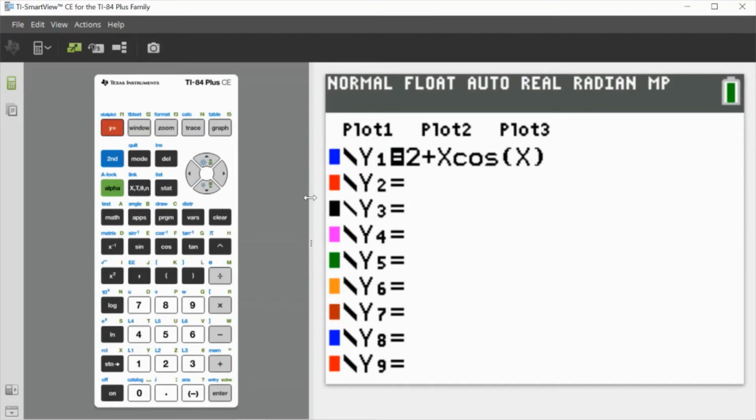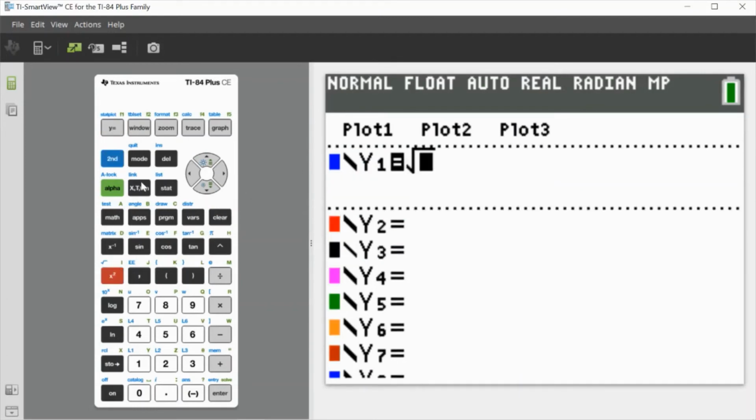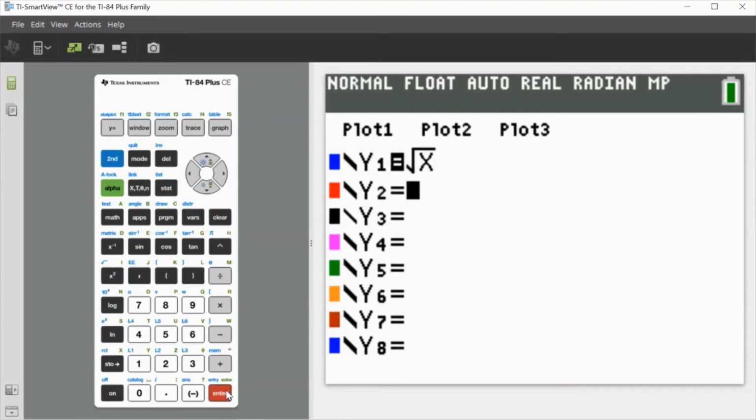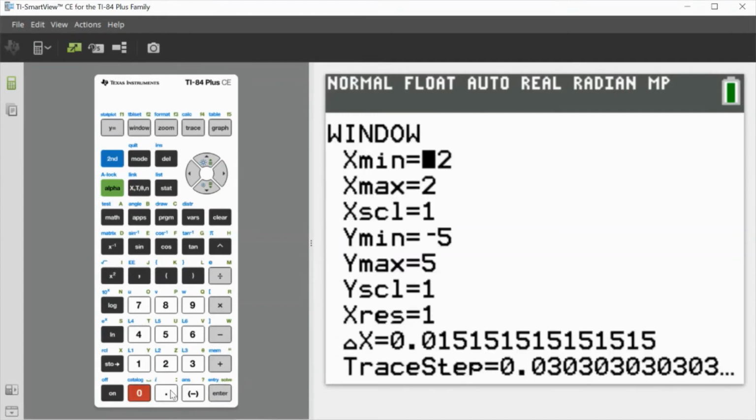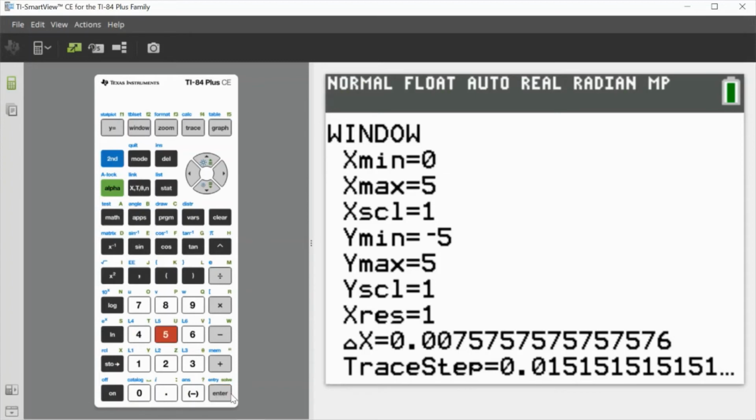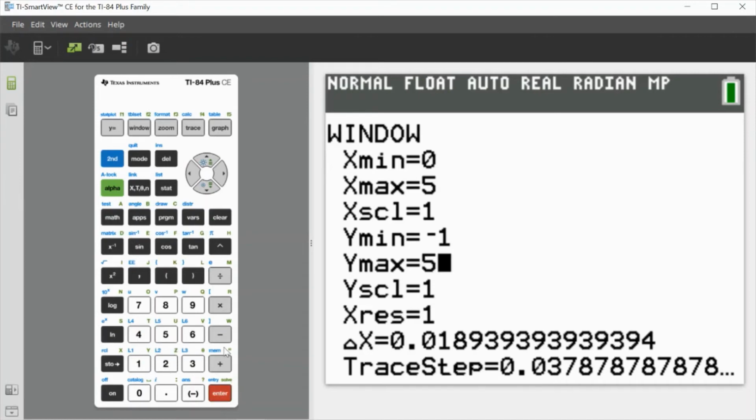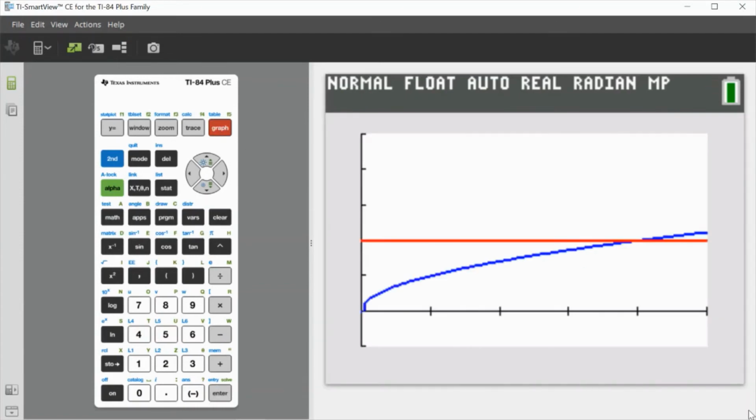Okay, so first thing that I'm going to do here is I'm going to graph the square root of x. And we are also bounded by y equals 2, so I want to make sure I have that on my graph. And I'm going to set up my window here. I'm going to start at 0 and go out to 5 this time. I'll go from -1 so I can see a little bit of the negative region, and let's just go up to 5. Okay, so this is what I'm looking at.